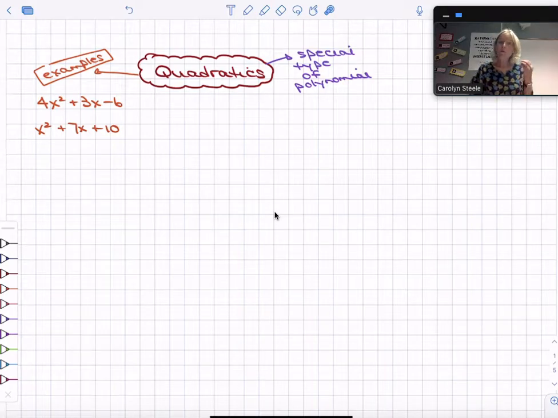Mathematicians, one of the most common and useful polynomials is a quadratic. Now, it's a special type of polynomial which has a power of 2. So the highest power is a power of 2. Let's look at some examples.